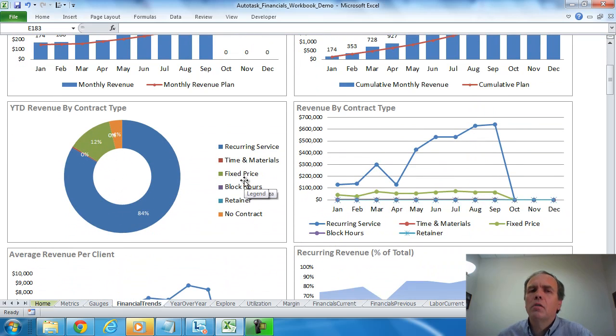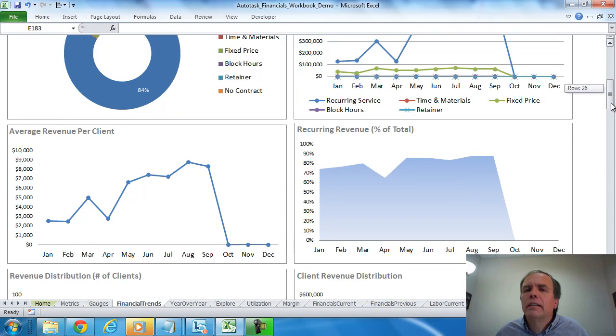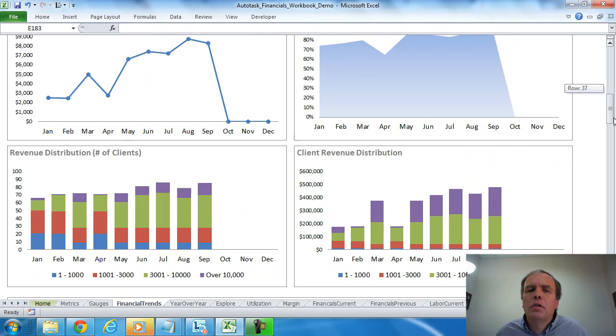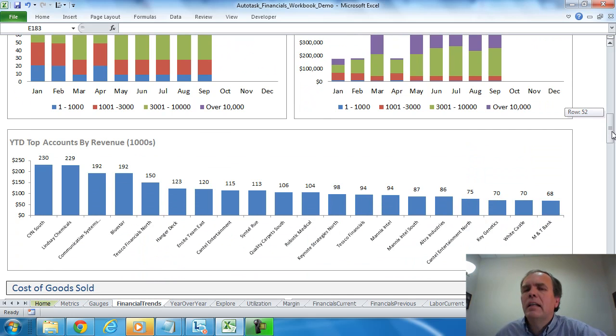What we also show is the distribution based on contract type. It's often important that all revenue isn't the same. It may be that you're trying to grow your recurring service business. Certainly you're going to see that certain types of revenue are more profitable than others. So we provide a comparison of year-to-date revenue. We also show you average client percentage of revenue, distribution of clients based on the size of the overall revenue that they're generating in a month for you. If you're trying to move up market or move below market. Year-to-date accounts by revenue. So who's actually giving you the revenue?